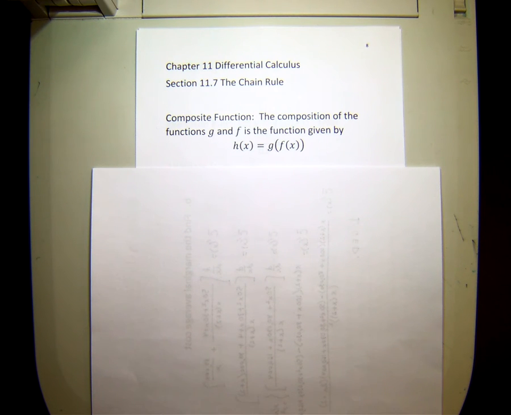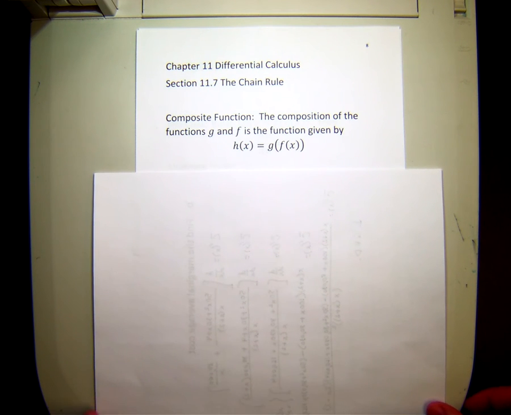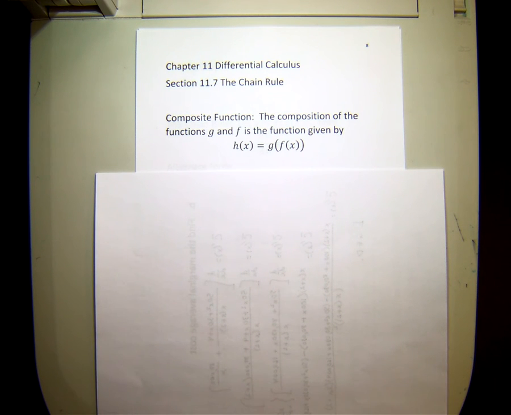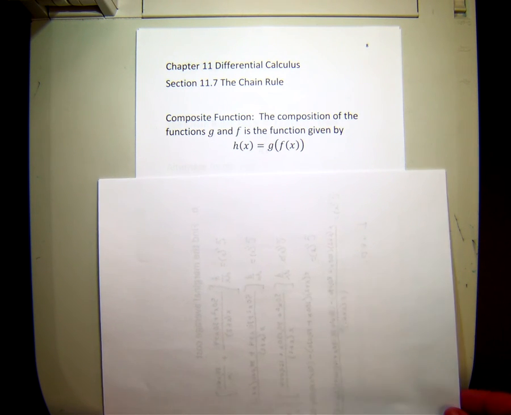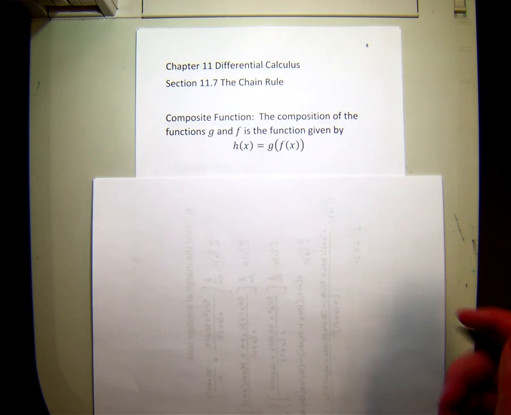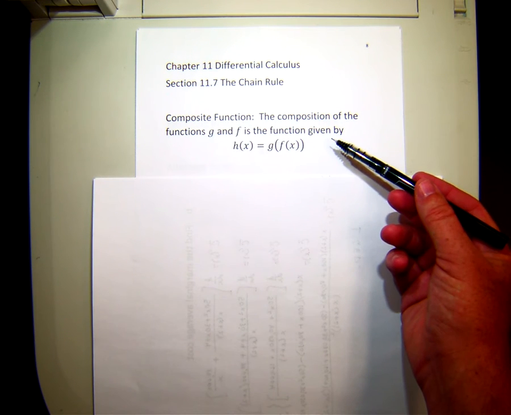This is section 11.7, the chain rule. After you've practiced derivatives for a little bit, this section will make a little bit more sense. So make sure that you've covered sections 11.3, 4, 5, and 6 before tackling section 11.7. The chain rule has to deal with composite functions, or the composition of two functions.